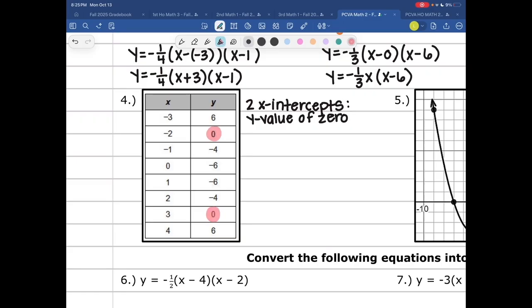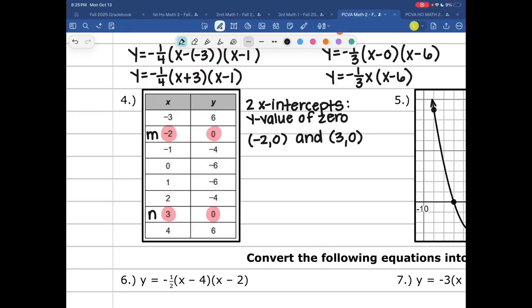And I have a y value of 0 here. So that means that negative 2 is an intercept and 3 is an intercept. So that's going to be my m and my n. So I can say that I have (-2, 0) and (3, 0).